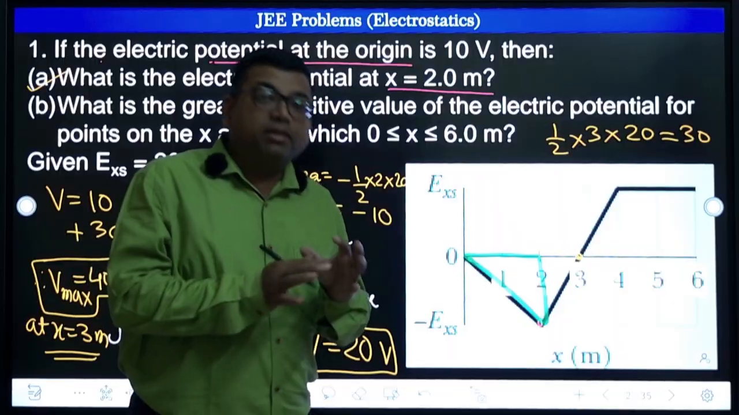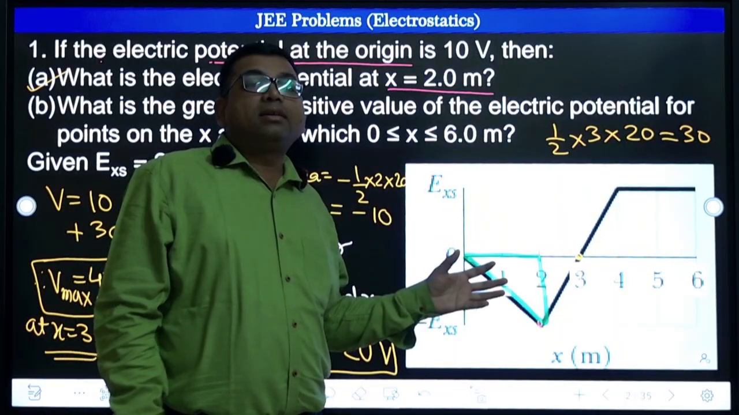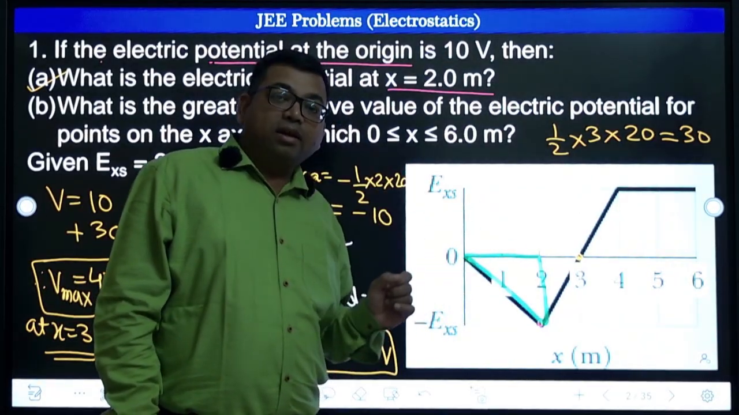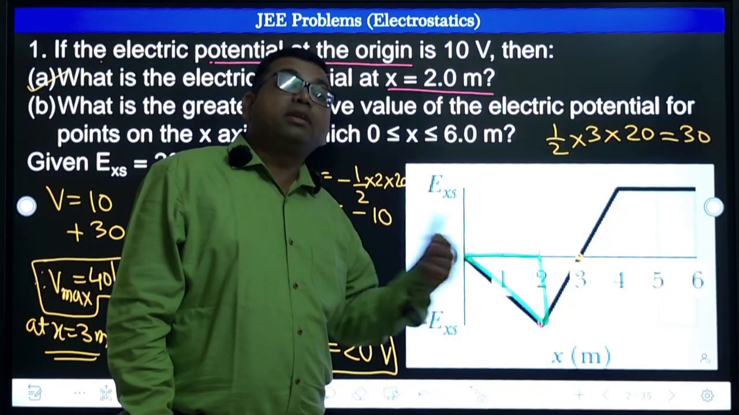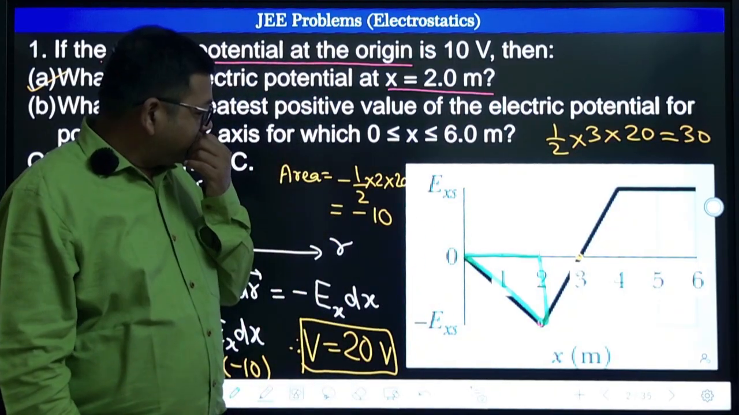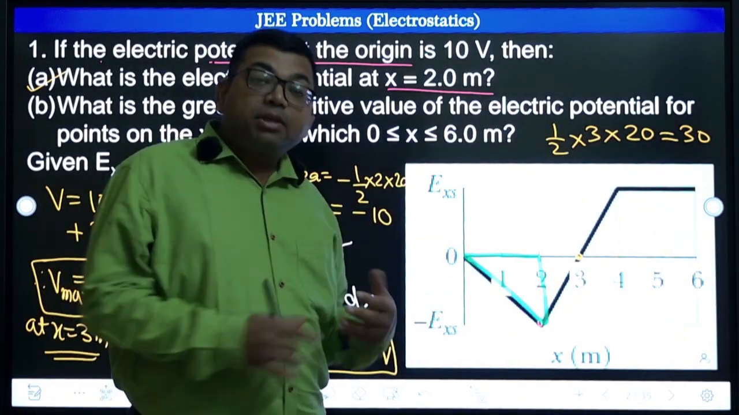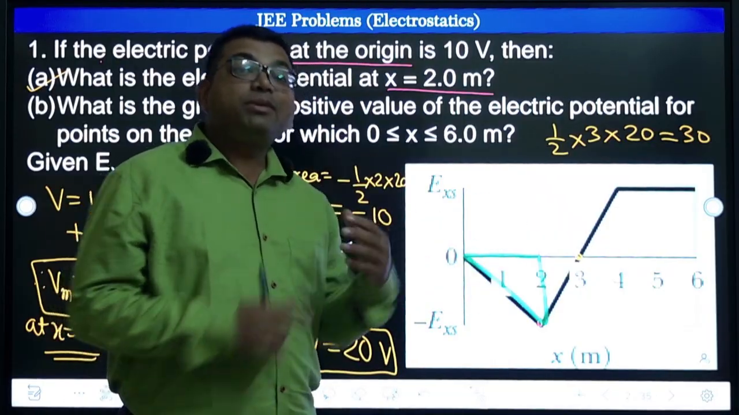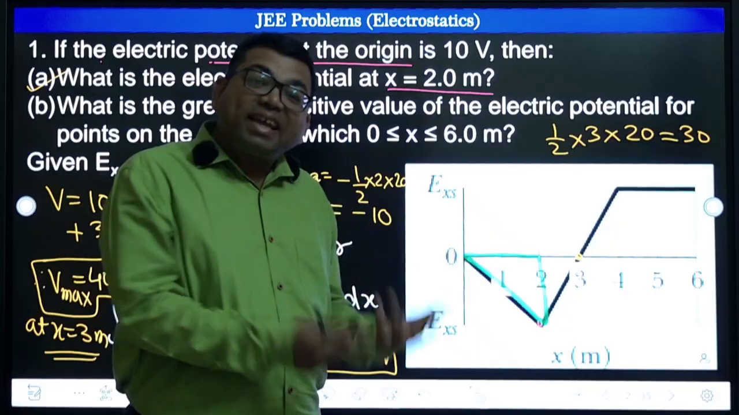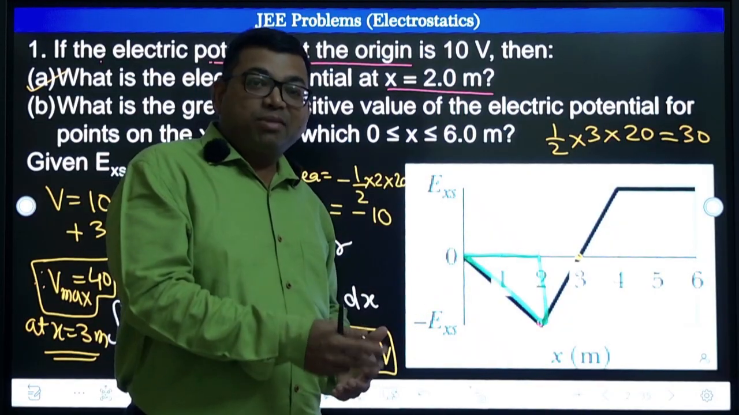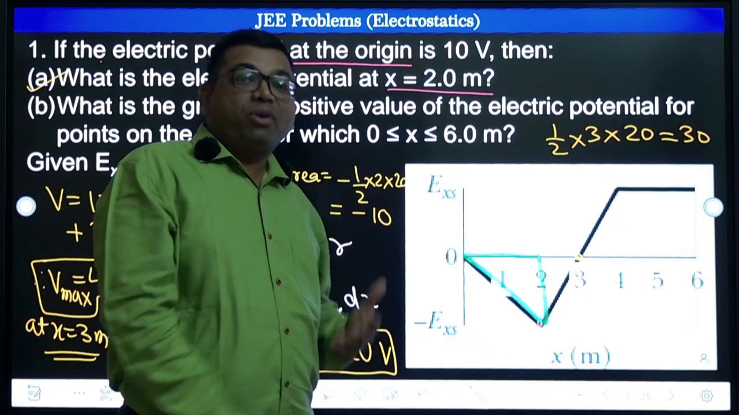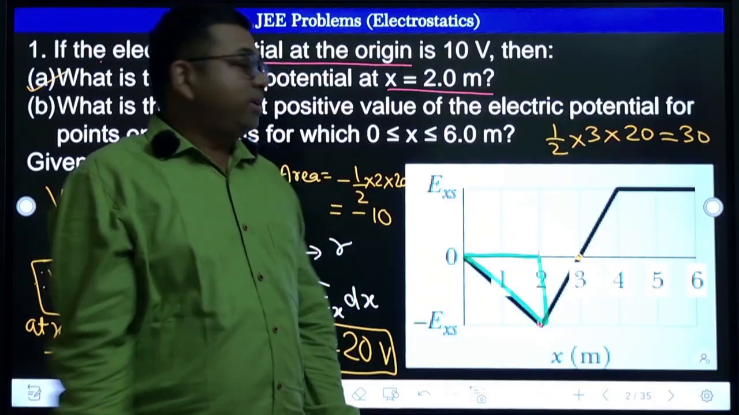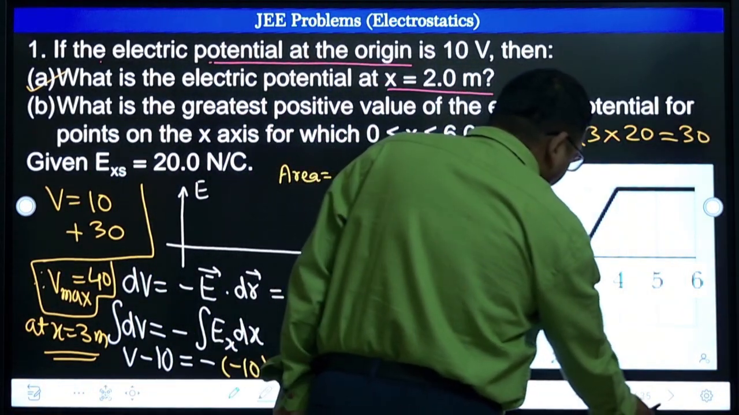That's a very fundamental question, that area under this graph, field versus x graph, gives us what? It gives negative of change of potential, right? So if the area is negative, it will give change of potential positive. If the area is positive, it will give the change of potential as negative. So you want maximum change of potential positive, so you should consider negative areas, right? Fine. So let us move to the next question.